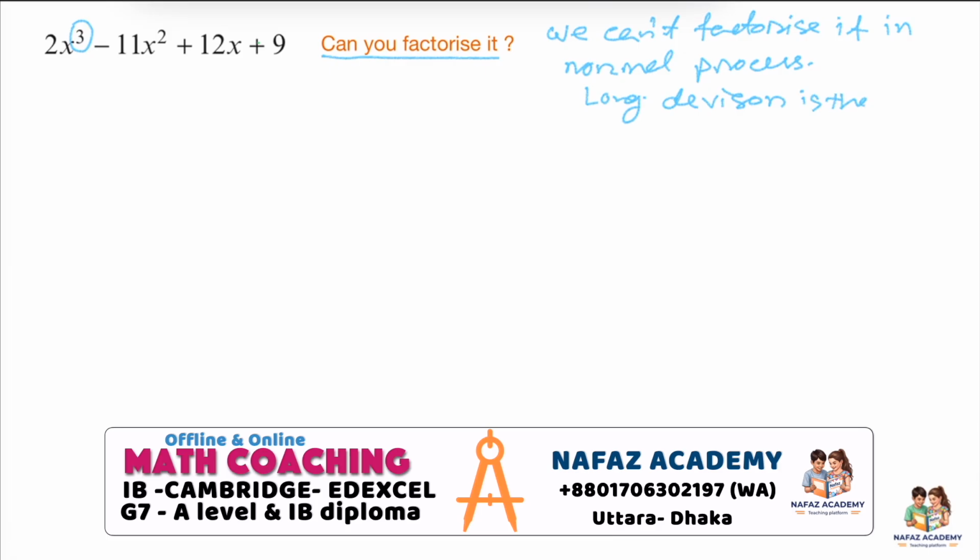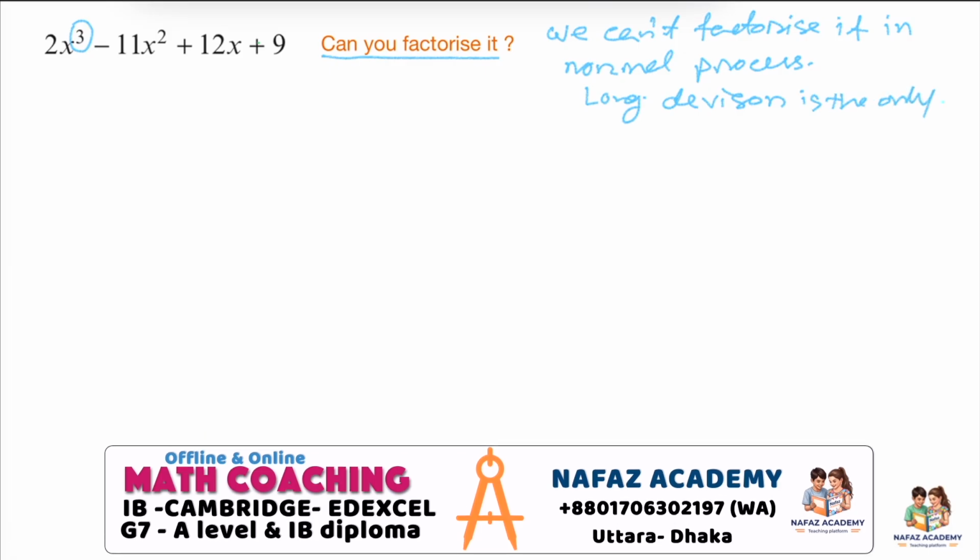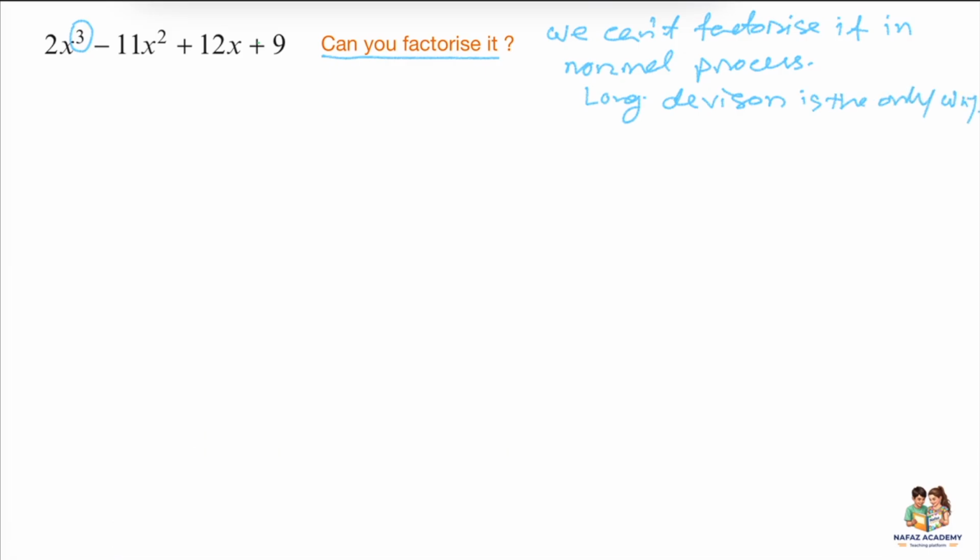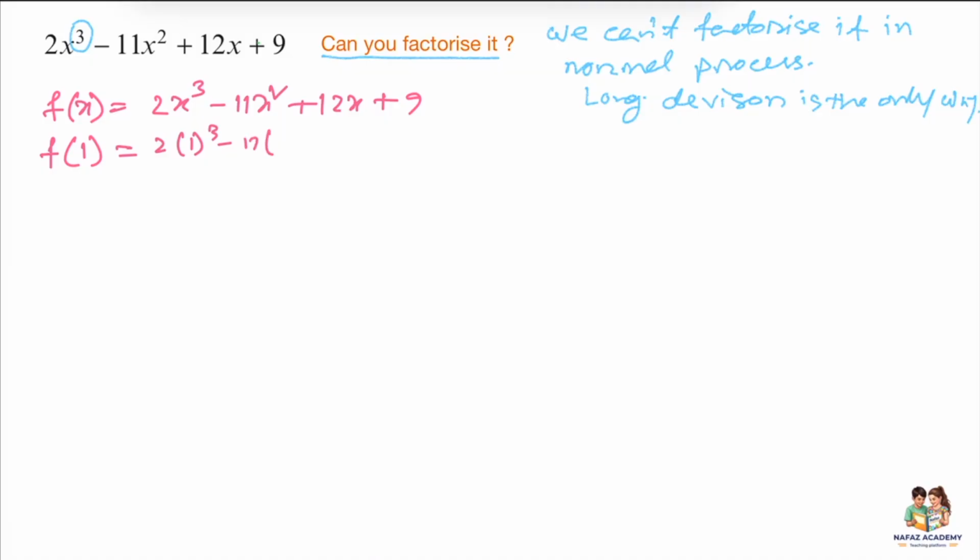To find out the divisor, we need a system. Which system? A trial and check system to make the expression 0. So at first write the expression in the function system, f(x) equals something like that, and we have to substitute the values 1, -1, 2, -2, 3, -3 until the expression gives 0.